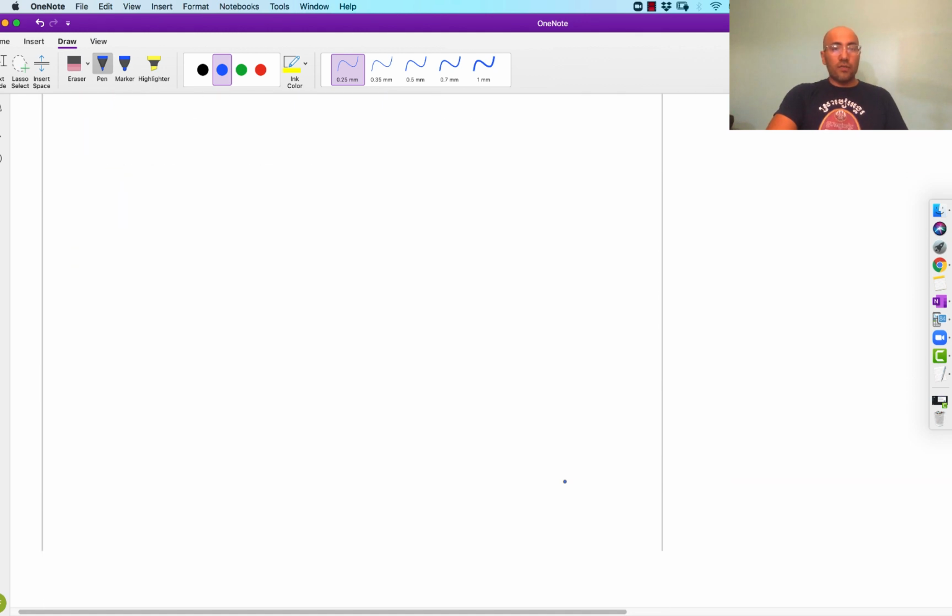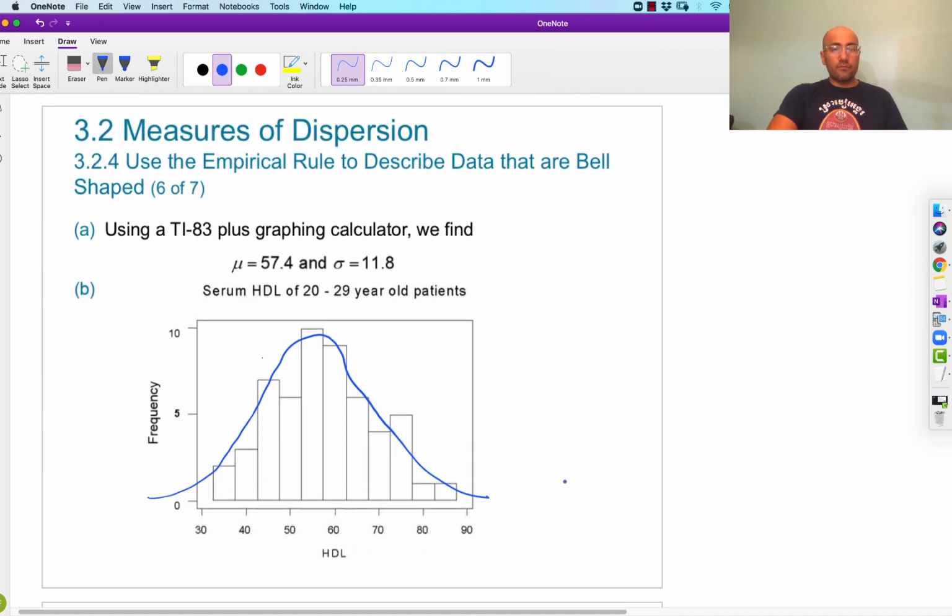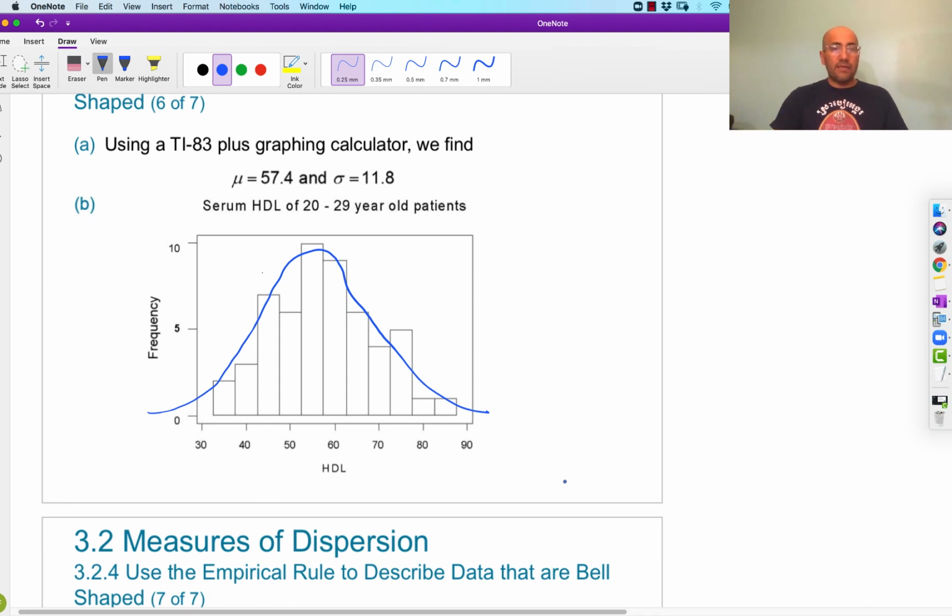Okay, so let's go back over here. If we know that the mean is 57.4, then we need to find the number that is mu minus 3 sigma. Mu minus 3 times the sigma. So it'll be 57.4 minus 3 times 11.8. Okay, so let's figure out what that is. That'll be 57.4 minus 3 times 11.8. That gets me to 22.